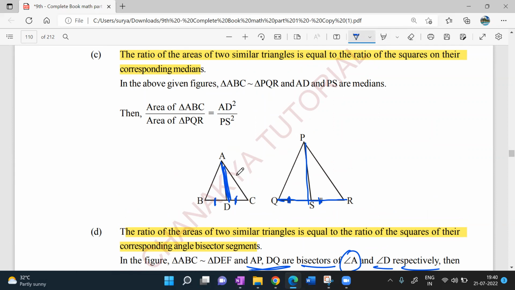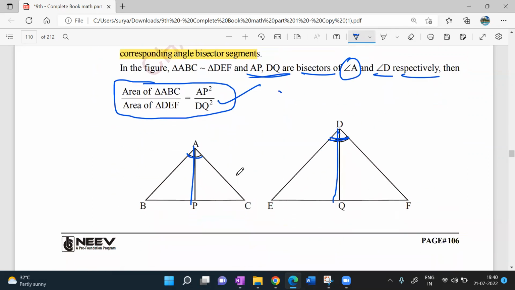Now what is a bisector? The bisector divides the angle into two equal angles, like this. This angle will be equal to this angle. The median in an isosceles triangle divides into two equal parts, makes 90 degrees, and is also the angle bisector. So it functions as all three.